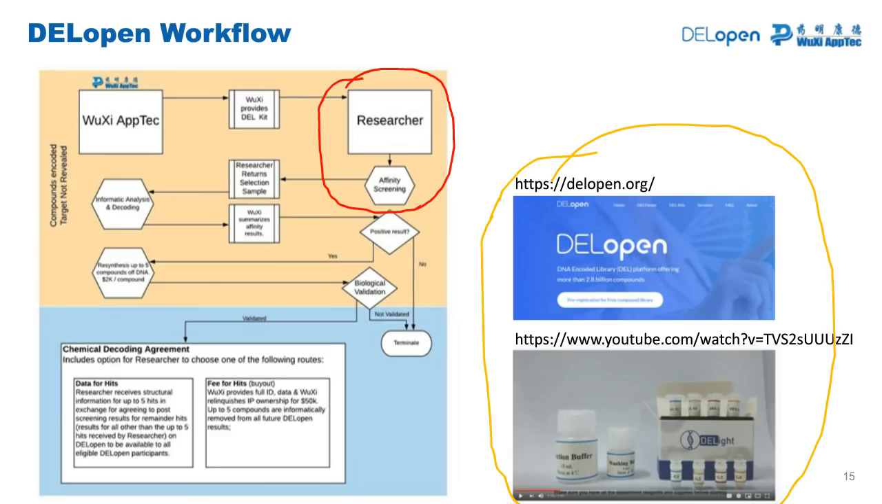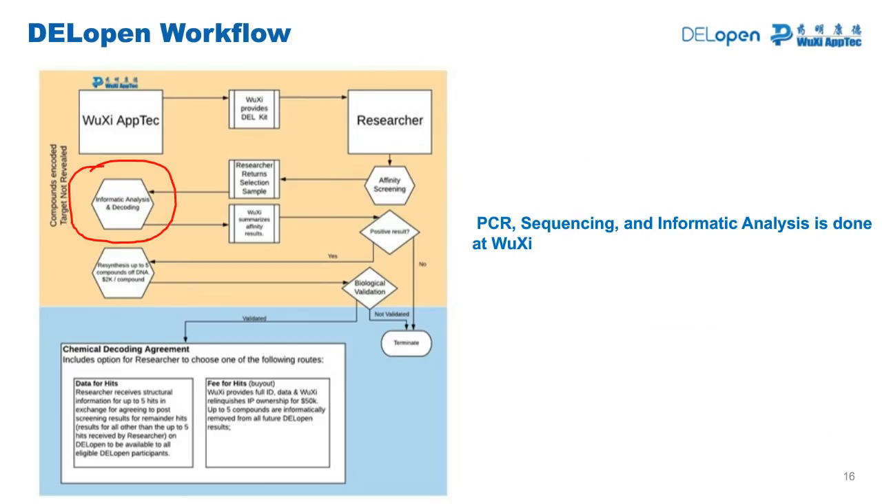When the kit arrives, you run the screen, but then you send the physical samples back to WuXi when you're done. And we do the PCR, the sequencing, the informatics, and we give a report back to you, which allows you to know how the screen turned out. But the structures themselves are not shown to you.